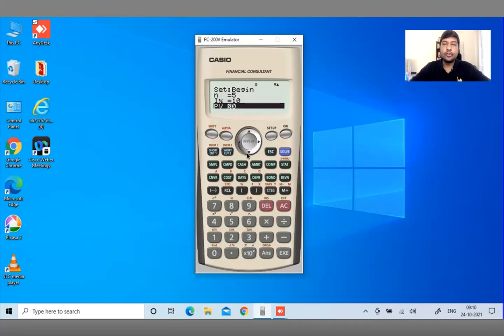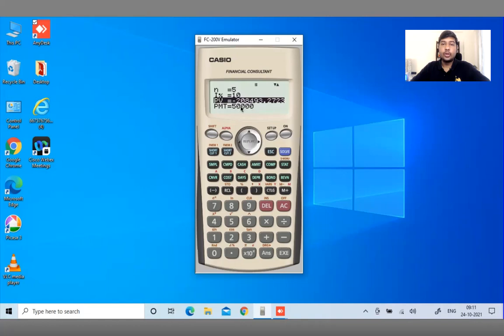PV is what you need to find out. So let's keep it at 0. PMT is 50,000 rupees. Then future value is 0. Payment per year is 1. Compounding per year is also 1. So after you have input all the fields, you check whether you have done the inputs correctly, and then go to PV. That is where your cursor should be, and press the solve button.